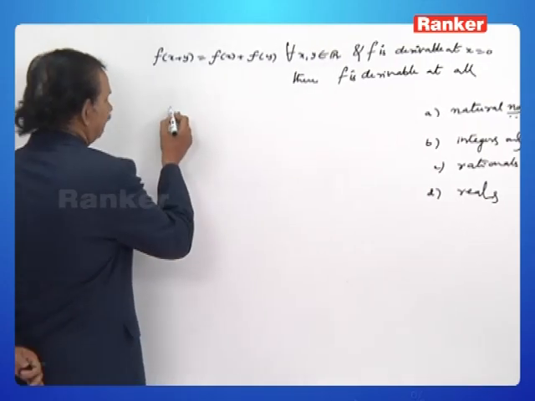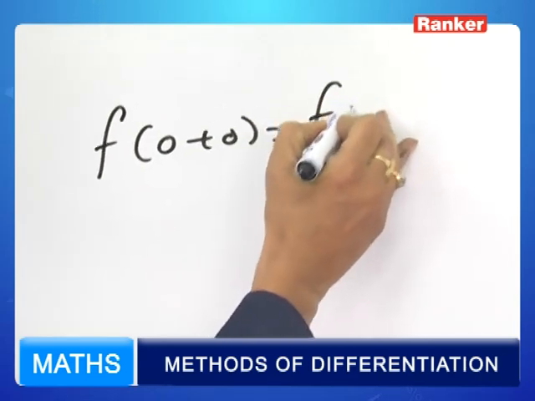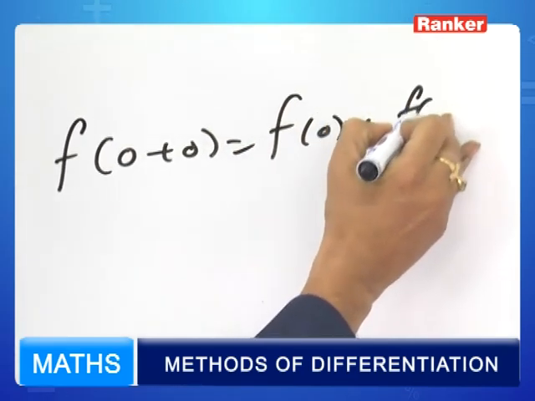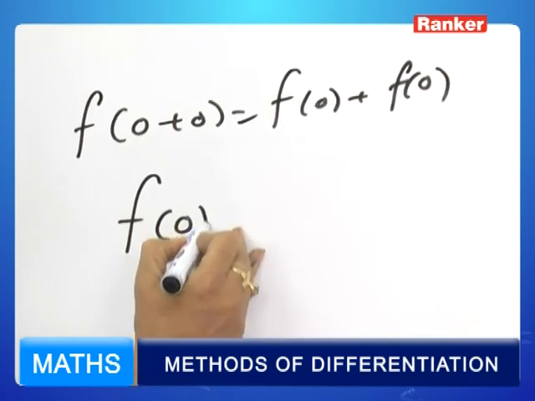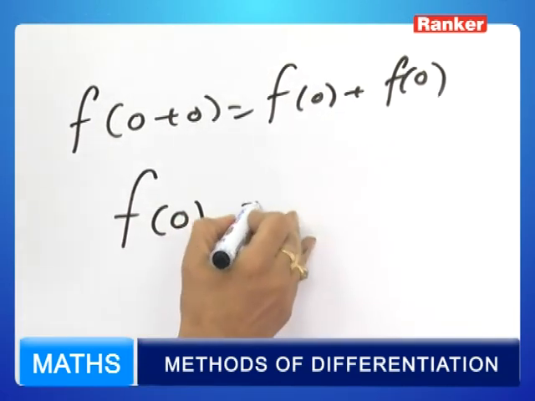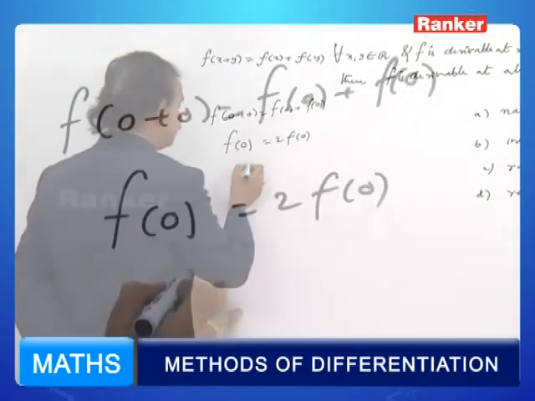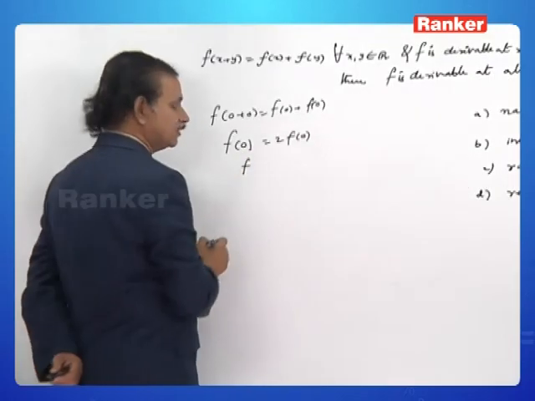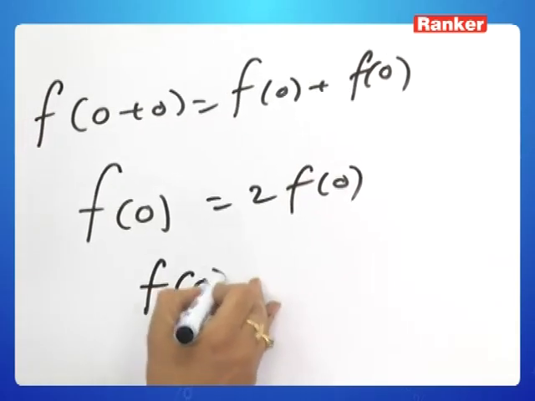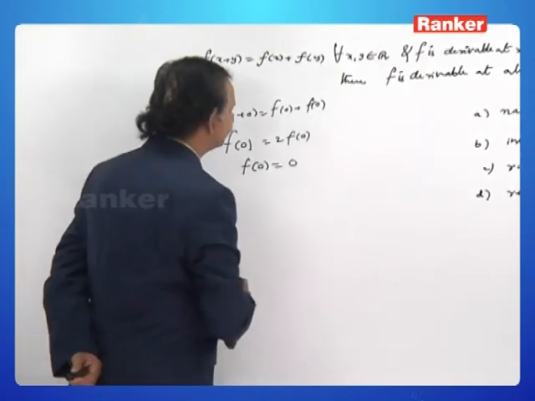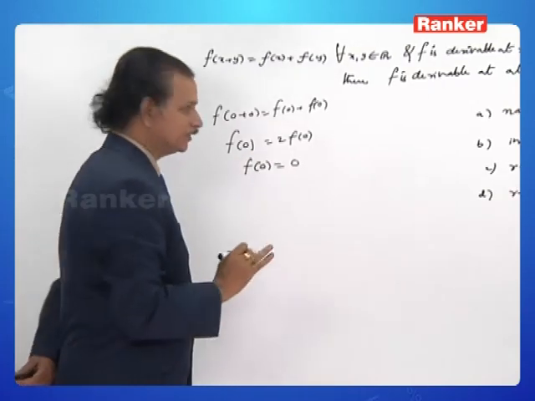Let's see, f of 0 plus 0 is equal to f of 0 plus f of 0. That is, f of 0 plus 0 is f of 0, and this is 2 into f of 0. Therefore, 2 into f of 0 is equal to f of 0, which means f of 0 is 0. That is, 2f of 0 minus f of 0 is 0, so f of 0 is 0.